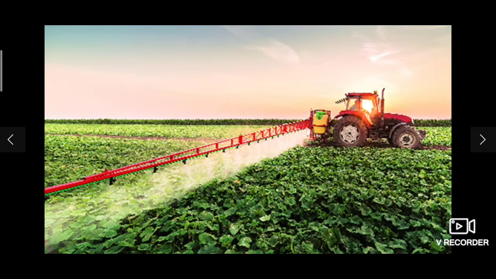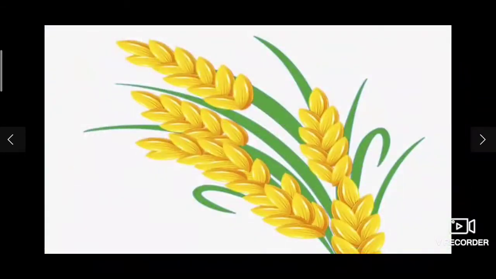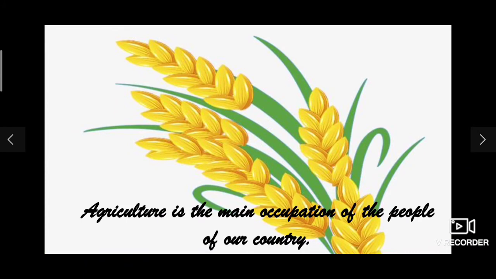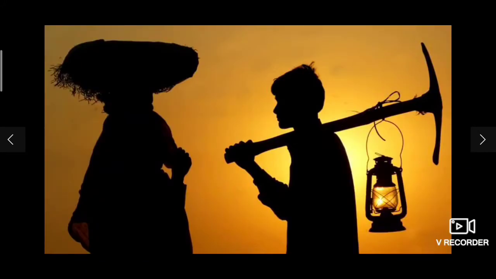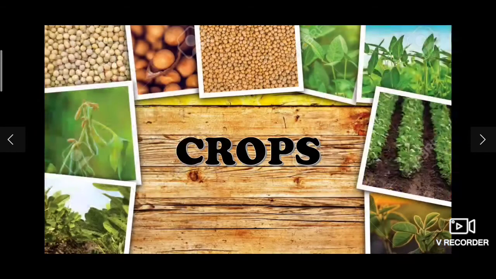And the activity of cultivating soil for the purpose of growing crops on a large scale is known as agriculture. It is the main occupation of the people of our country. Nearly two-thirds of the working population of India earns its income from agriculture. A variety of crops are grown in different parts of the country depending upon the type of soil and climate. Let's read about some of them.